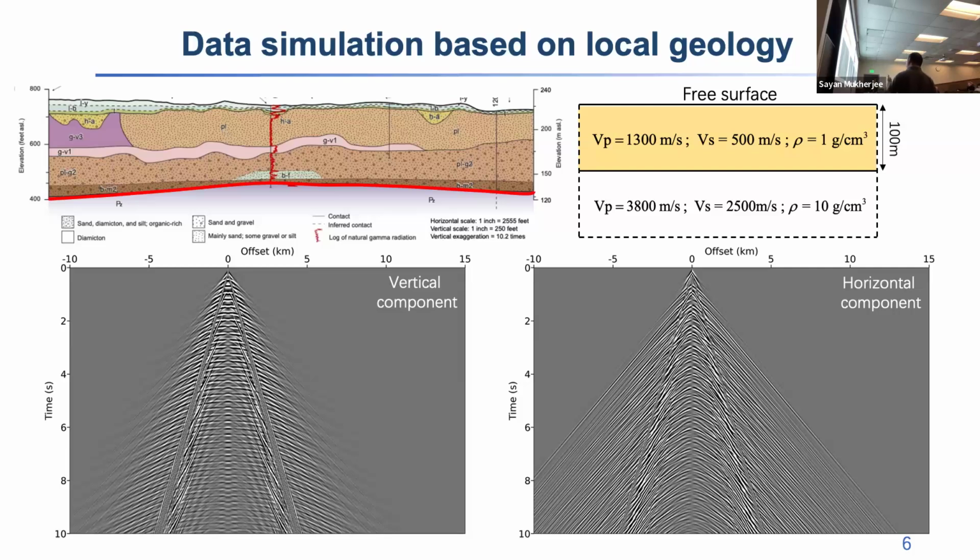This is the vertical component. You can see there are lots of periodic reflected waves here. They are just the multiples reflected between the free surface and the basement. For the vertical component, this is P wave dominant. We also get the horizontal component. There is also a periodic signal, but the velocity difference is the S wave velocity. So this is S wave dominant.